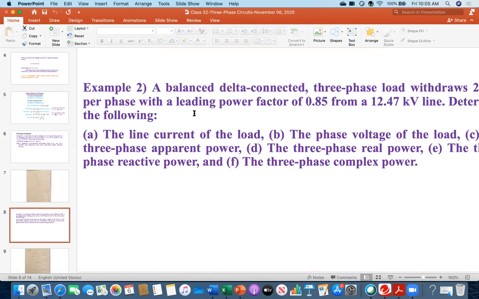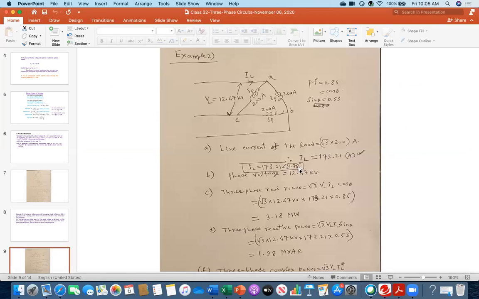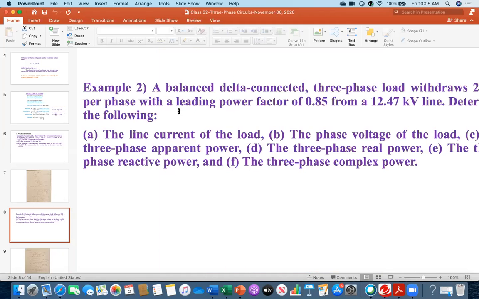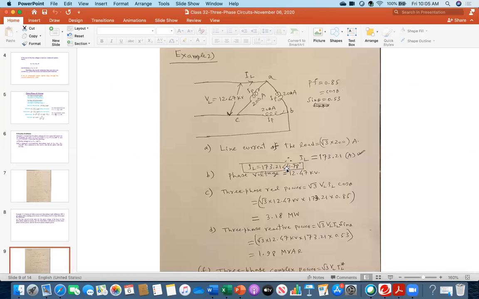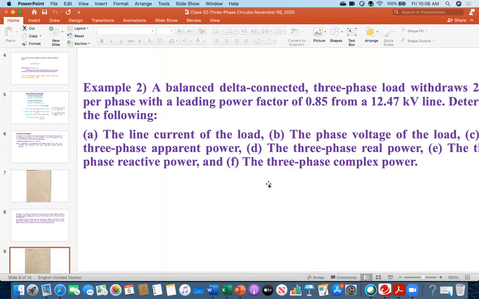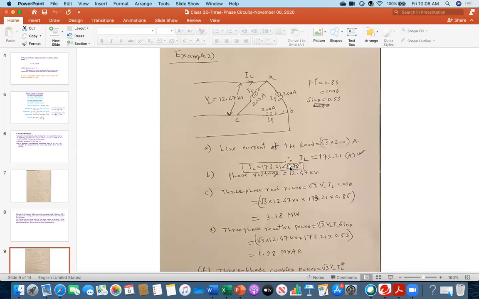And what did the problem say? Leading power factor. Because it is a leading power factor, I am using the angle plus here, positive. If the problem said lagging power factor, then you would use the minus sign here. The angle that you get from cos theta, the power factor, if it says lagging, you put the minus sign here. In this case, because it is leading, I am putting the plus sign here. Okay, that is fine.